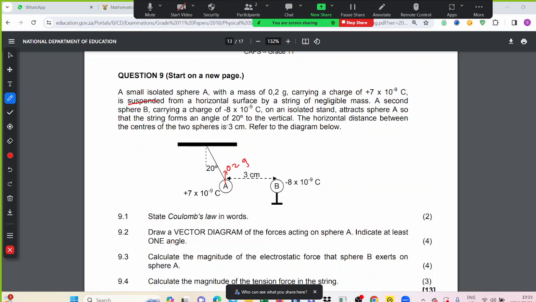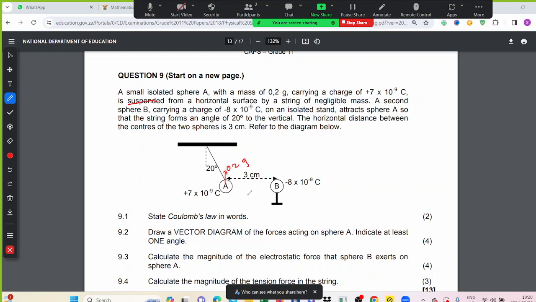A second sphere B carrying a charge of negative 8 times 10 exponent negative 9 coulomb, which is the same as negative 8 nanocoulomb, on an isolated stand, attracts sphere A so that the string forms an angle of 20 degrees to the vertical.